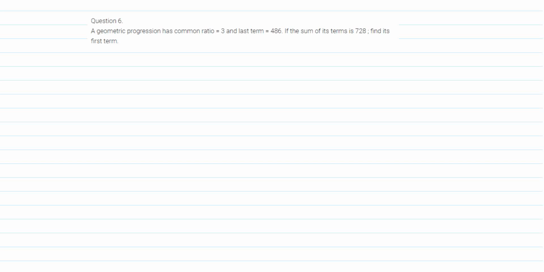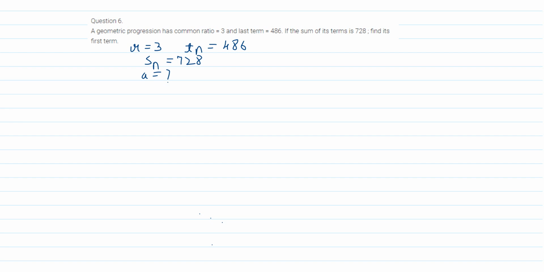Okay, we'll start question number 6 now. Question number 6 has r is equal to 3, and the last term, that is L, that is Tn, is given as 486, and Sn of its terms is 728. So you have to find the first term, that is A is equal to what?